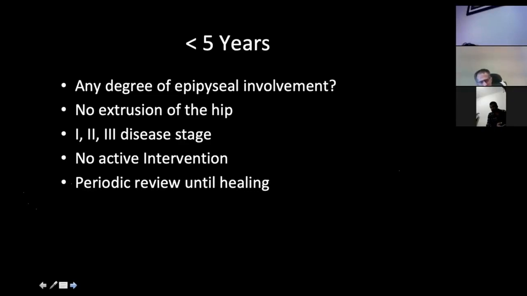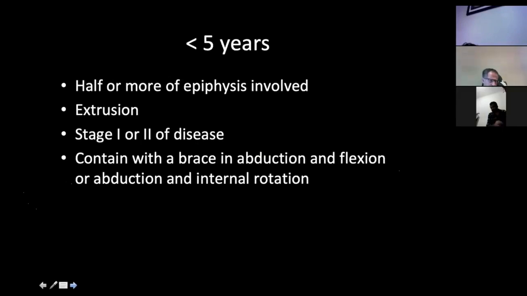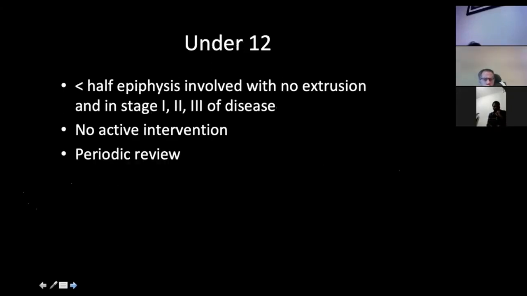So, do they have any epiphyseal involvement? No strain of the hip. Stage 1, 2, 3, no, I wouldn't involve them. We just review them. If they're under 5 but have more significant changes, we might consider a brace. We're still not at the surgery stage, because this kid's going to do well.